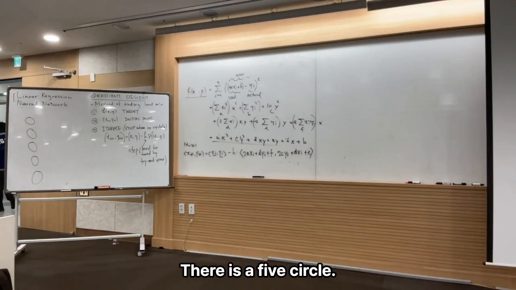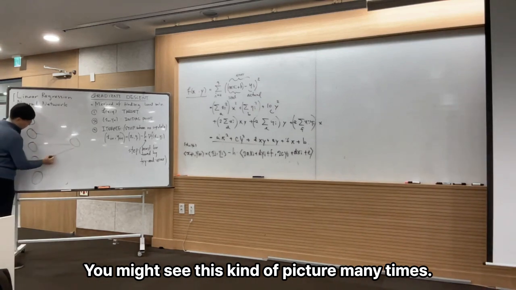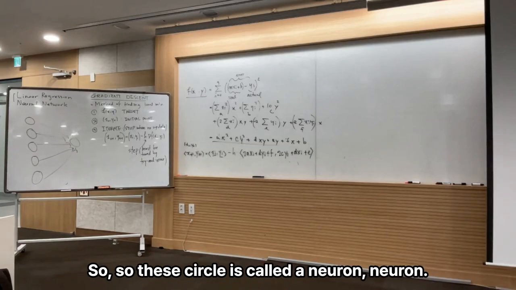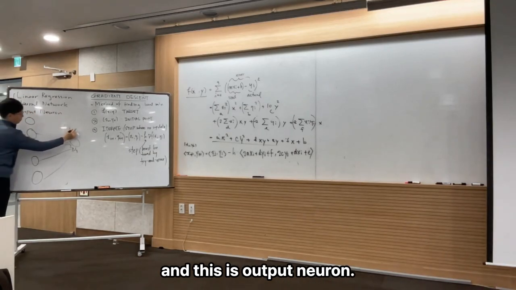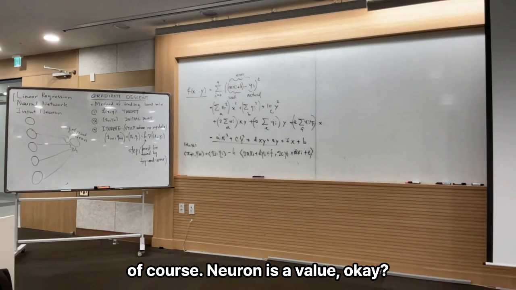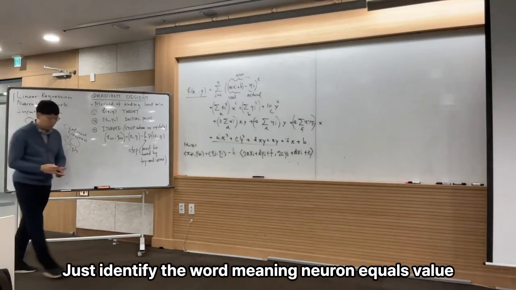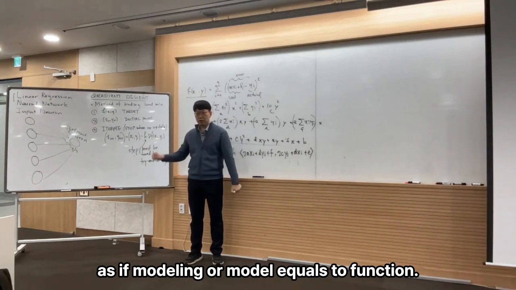So here is the situation. There are 5 circles. You might have seen this kind of picture many times, maybe with arrows or not. This circle is called a neuron. So this is an input neuron, and this is the output neuron. The neuron is not a biological neuron, of course. A neuron is a value. Okay? A neuron is a number. Just identify the word meaning: neuron equals value, just as model equals function.